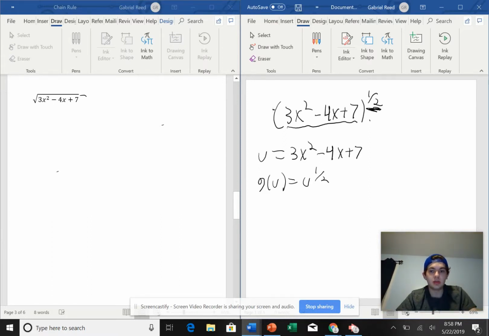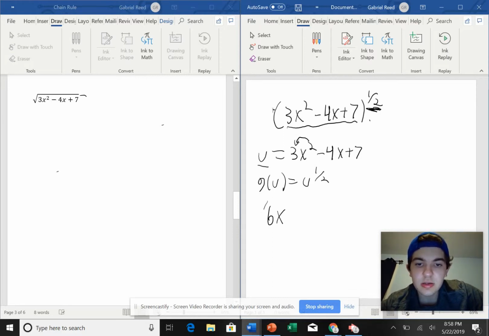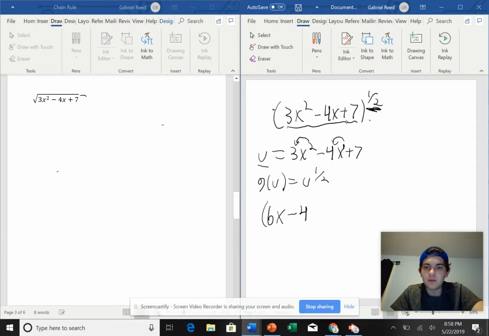Now, we got to do what the chain rule says. Find the derivative of both of them, multiply them together, and we're getting our answer. So let's find the derivative of u first. If we do the power rule, we're going to have the 2 multiplied by the 3, so this is going to be 6x minus, we use the power rule, there's like a 1 here, bring it here, that would just be 6x minus 4. And the derivative of a constant value, which in this case is 7, would just be 0, so we'll ignore that. So we have the 6x minus 4 times the derivative of g of u.